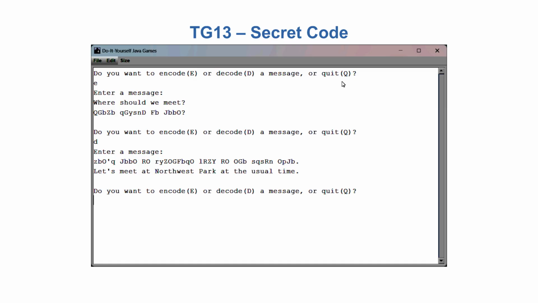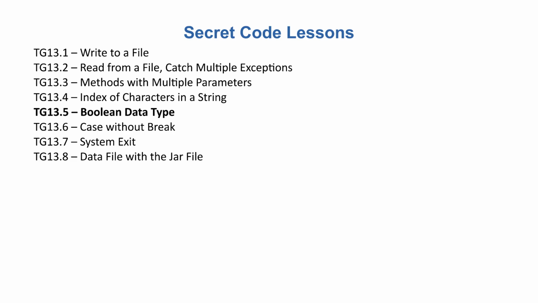We're currently working on the 13th project, TG13 Secret Code. The Secret Code program lets you create secret messages to share with your friends like this. This is lesson TG13.5, where you'll learn about the Boolean data type.